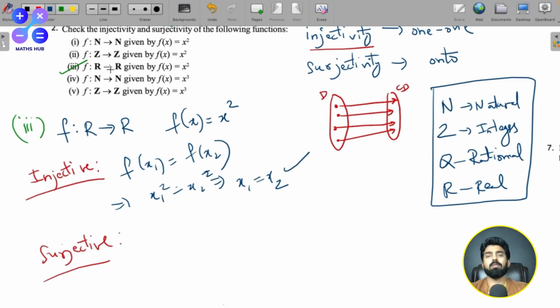Because it contains all of the, not always, but usually you can think of it that way, but don't go by that. That's not a rule. Right? So it is injective. That's true. Is it surjective?